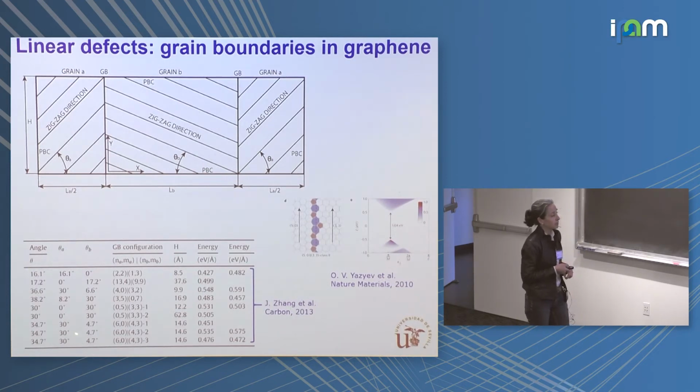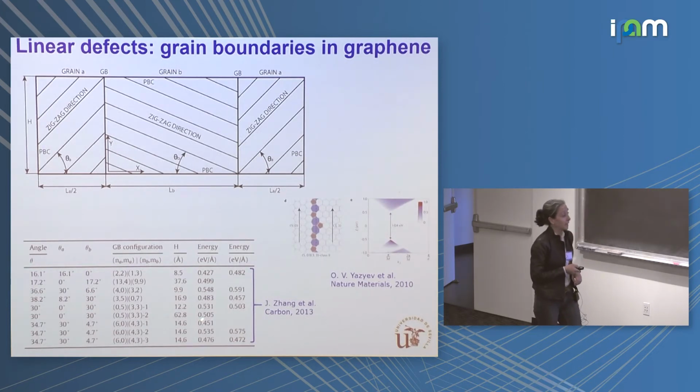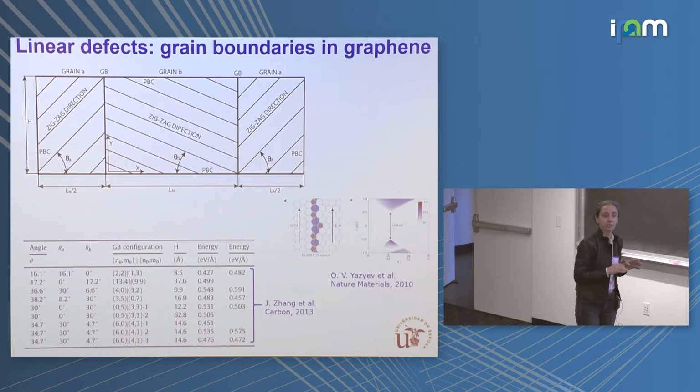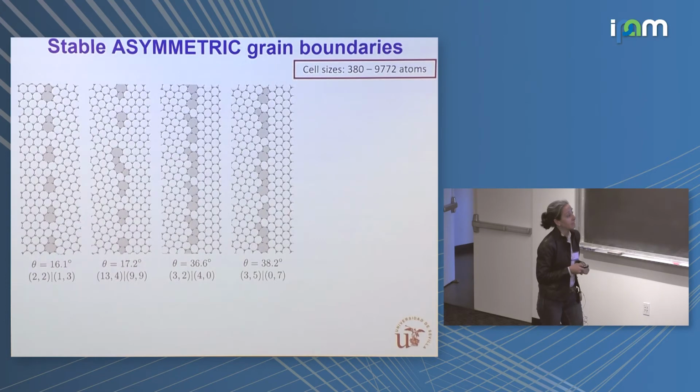So those are the stable configurations of symmetric grain boundaries that we have found. We have computed the energies and compared them with previous results. The comparison is good, following the steps I described before: relaxation using the MVT plus the conjugate gradient relaxation. These are the configurations that we have obtained.